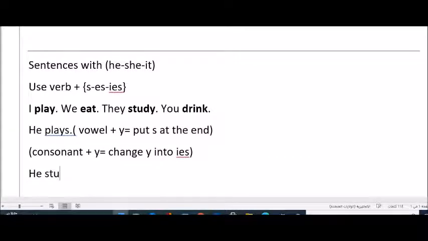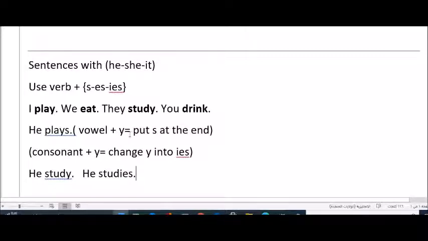He study. Look, the verb study ends with y. Before y there is a consonant sound, so it should be he studies, and I change y into ies. Why did this happen? Because I'm making a sentence in present simple, and the subject is he, and the verb ends with y. One more time. If the verb ends with y, look at the letter before y. If it is a vowel letter, keep y as it is and put s. That happens with he and she and it. If the verb ends with y, before y consonant letter, change y into ies.